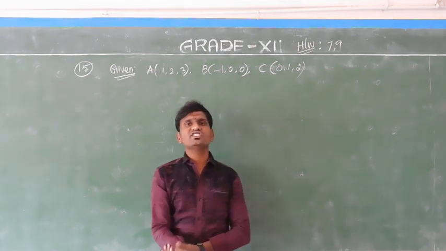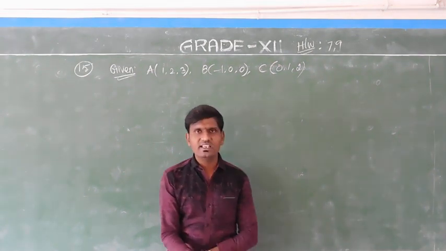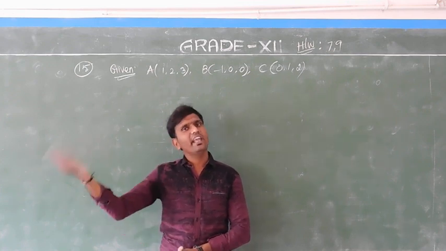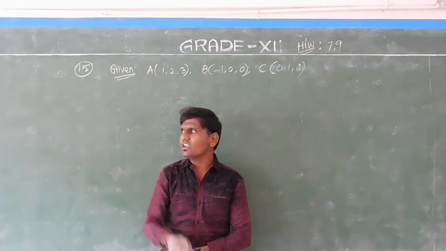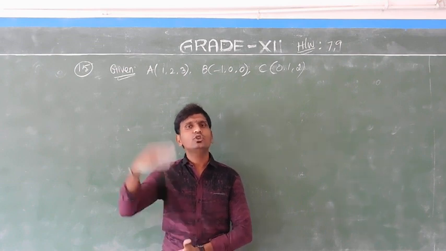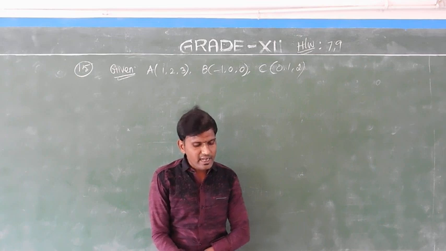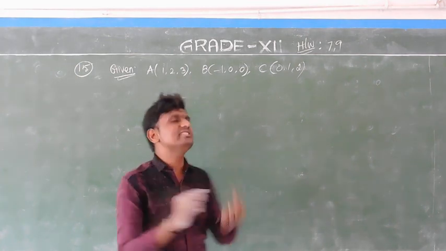Suppose they ask me the question. What is the question? ABC. Suppose it is BAC, then AC and AB. Any two vectors you have to find and take the dot product. Then use the formula for cos theta. Now I am taking BA and BC.